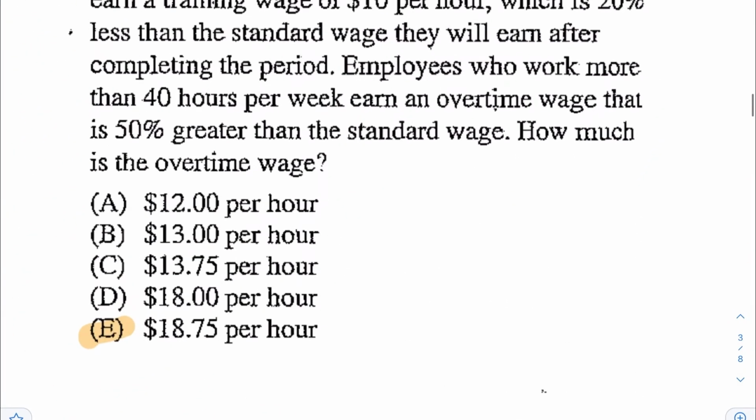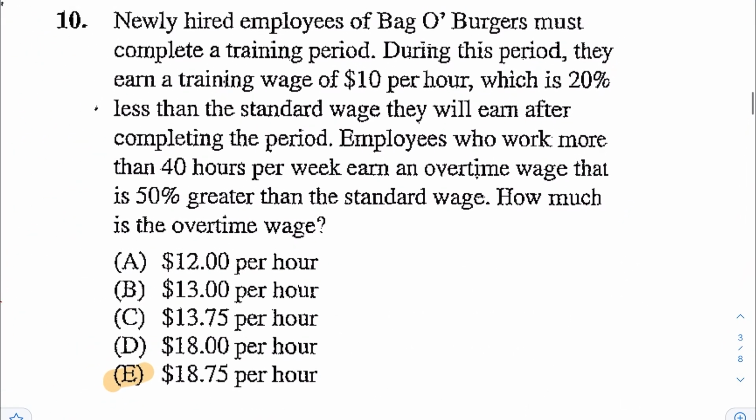All right, next for number 10. Newly hired employees of Bag of Burgers must complete a training period. During this period, they earn a training wage of $10 an hour, which is 20% less than the standard wage. After they complete the period, employees who work more than 40 hours a week earn an overtime wage that is 50% greater than the standard wage. How much is the overtime wage?